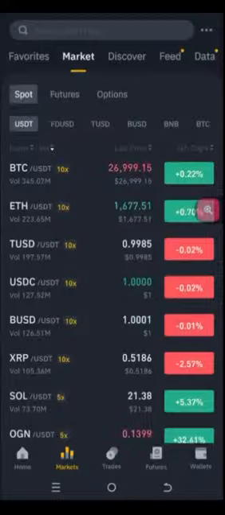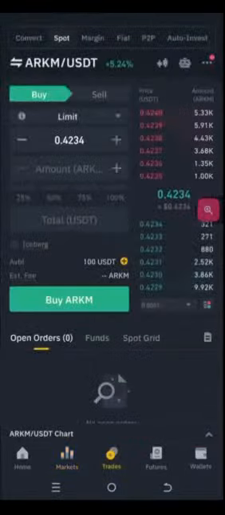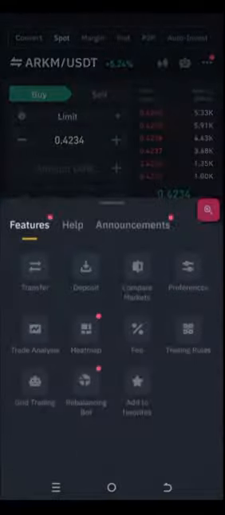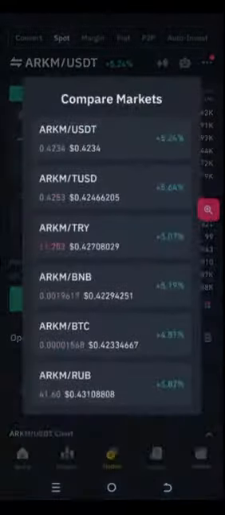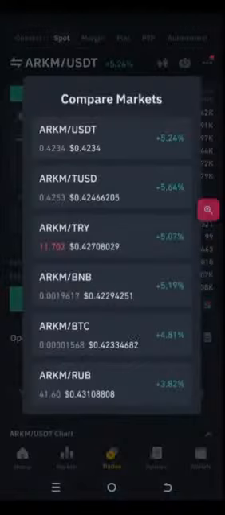Yeah. So if I go to my spot trading section here and I click on the 3 dots, it will bring out a couple of things, and under it you will see compare market. Now, depending on the version that you have, it might be a little different. This is the updated version, right? So if you don't update your app, you might not see it exactly like this, but definitely you will see compare market somewhere along the line.